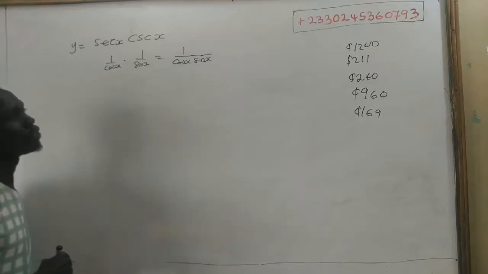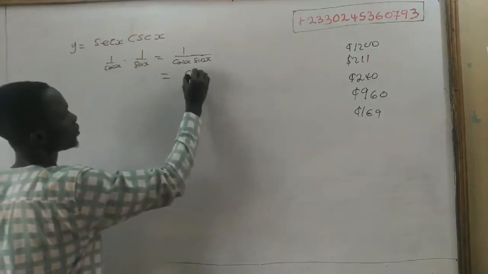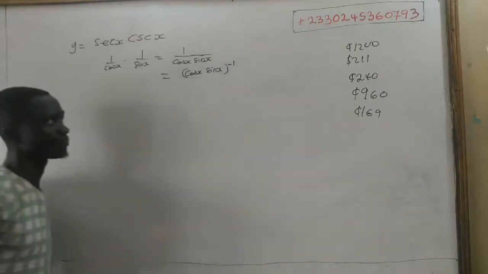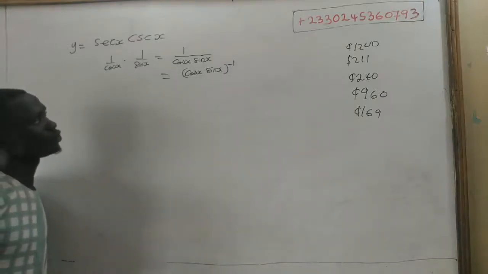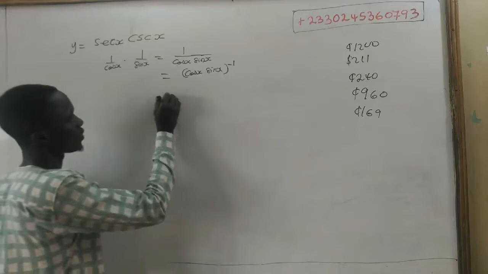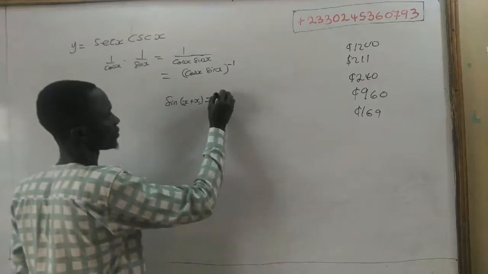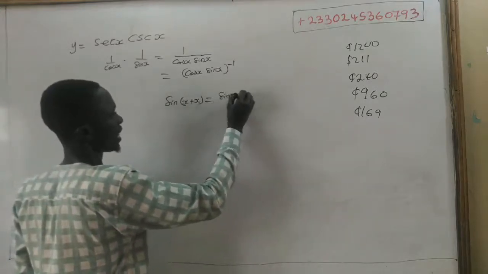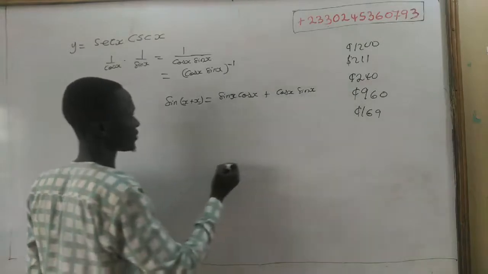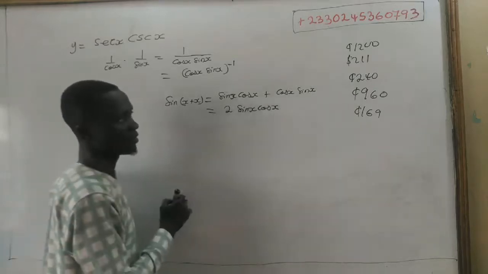So what do we do? Should we change it? And this one will become cosine x sine x all to the power -1. Okay. So here, remember that we said that sine of x plus x is the same as sine x cosine x plus cosine x sine x, which is equal to 2 sine x cosine x. Very simple as that.